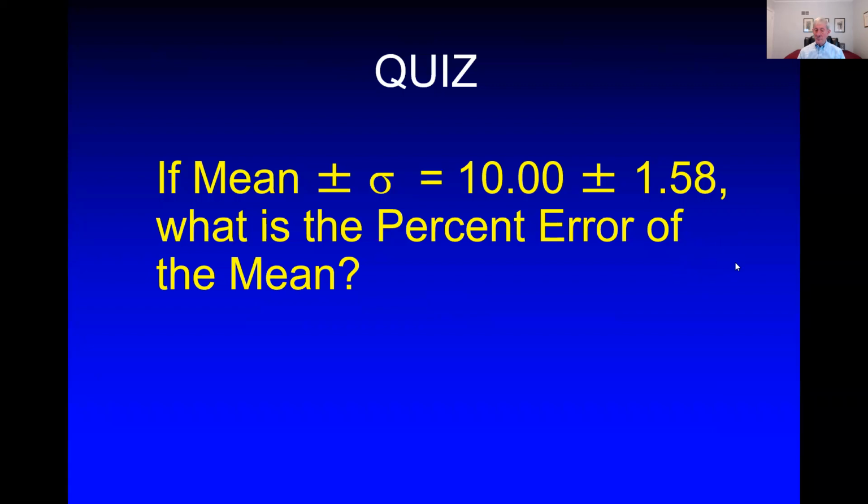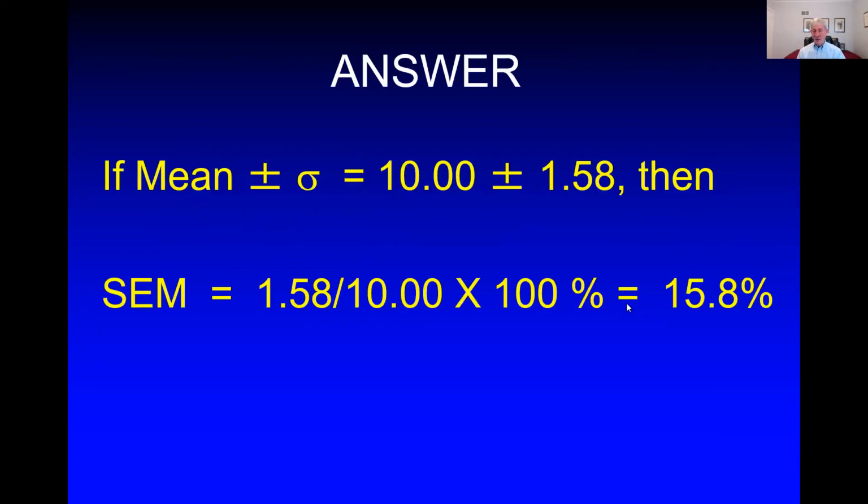Anybody? Would it be 1.58 divided by 10? Perfect. That was terrific. Look, there it is. We take 1.58, that's your error. We divide it by the value of 10, and that calibrator has a standard error of the mean of 15.8.